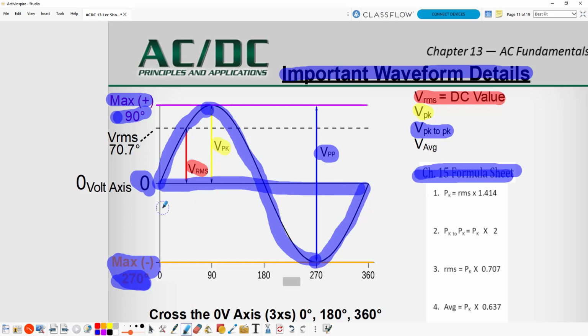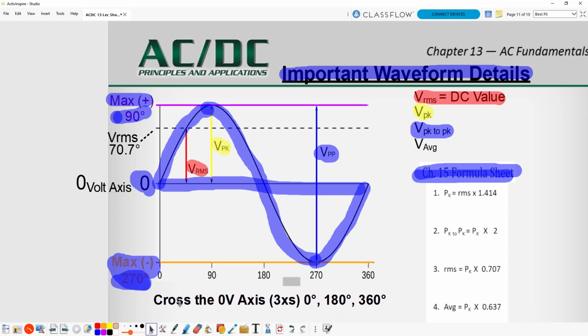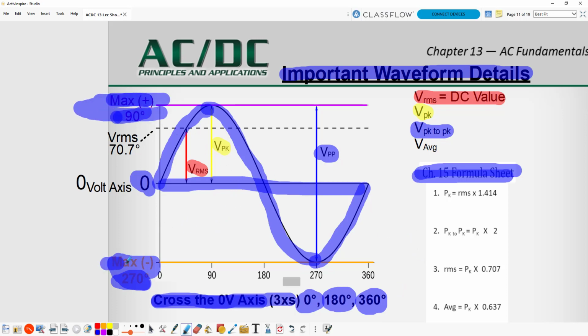We're going to cross the 0 volt axis 3 times. You need to write this down. We're going to cross the 0 volt axis 3 times at 0 degrees, 180 degrees, and 360 degrees. Those 3 degrees we will cross the 0 volt axis. Again, we reach our max positive at 90 degrees, we reach our max negative at 270 degrees. Max positive at 90, max negative at 270.